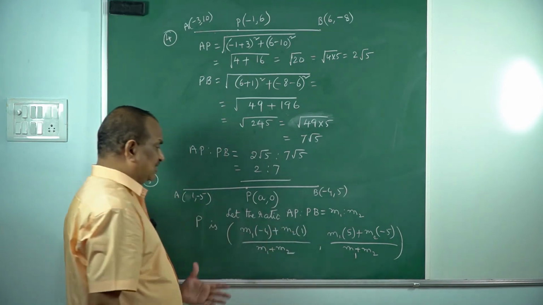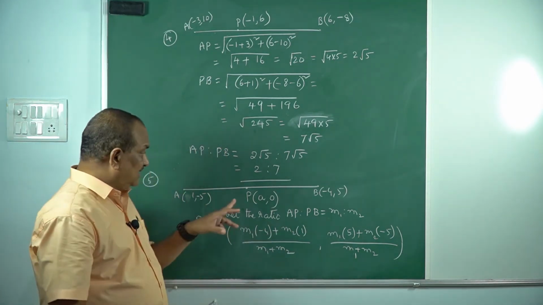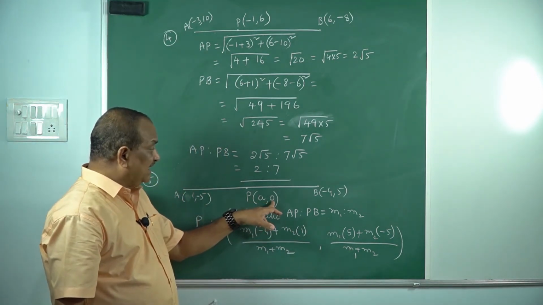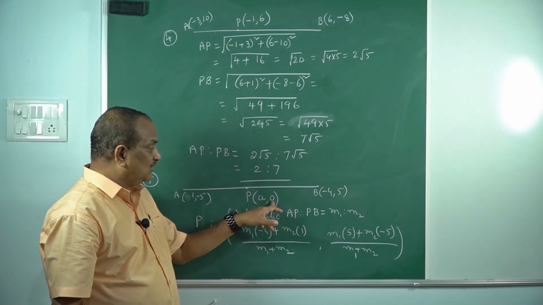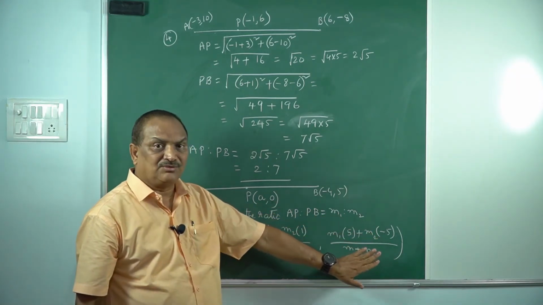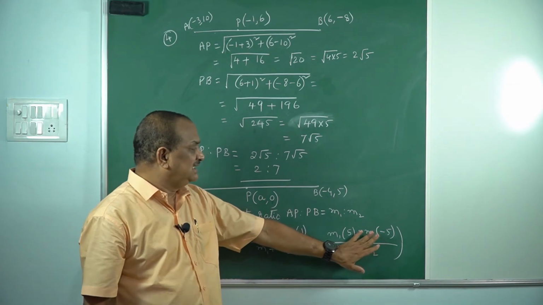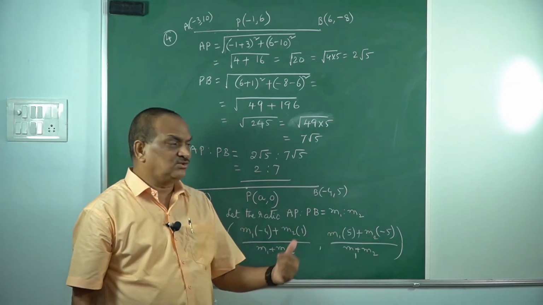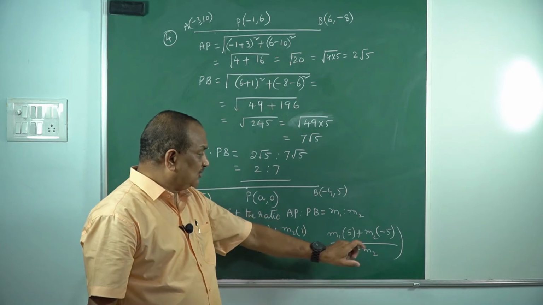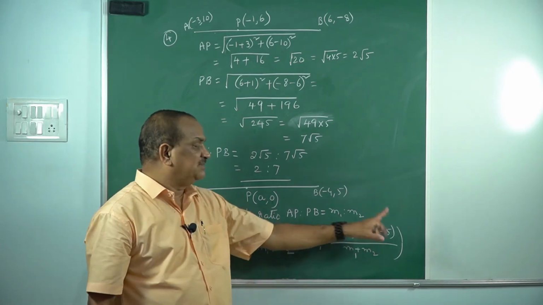This is what P is all about. But remember, the y coordinate of P is 0. Means this must be 0. Okay, if this is 0, let us find out M1 is to M2. If this is 0, numerator must be 0.